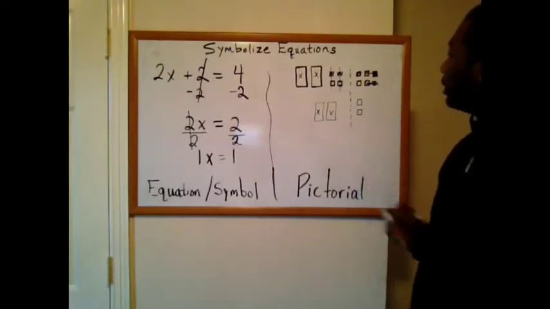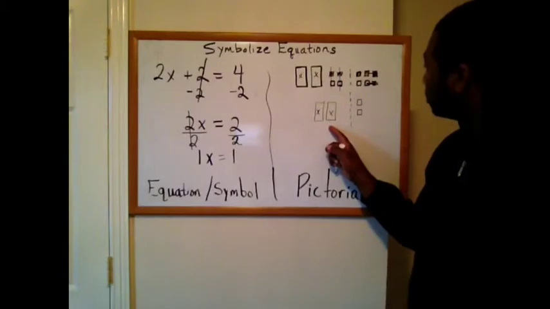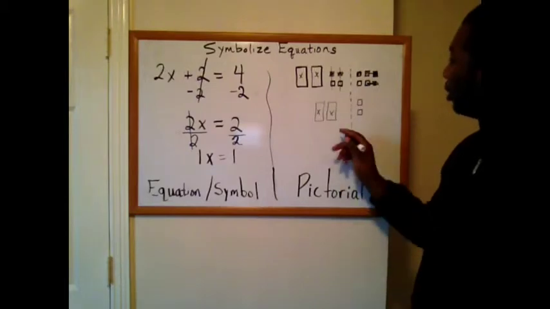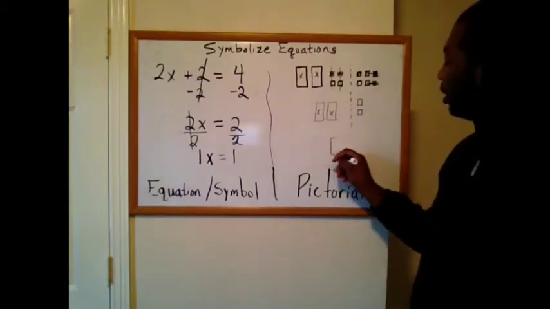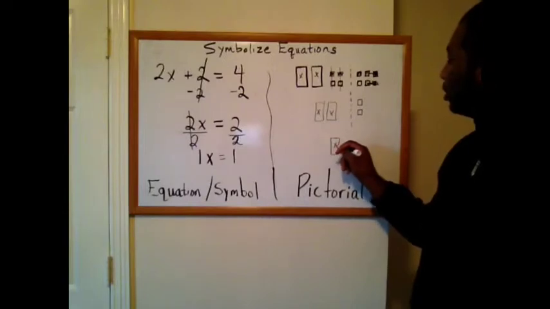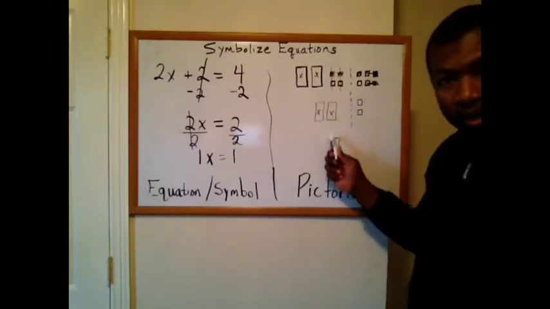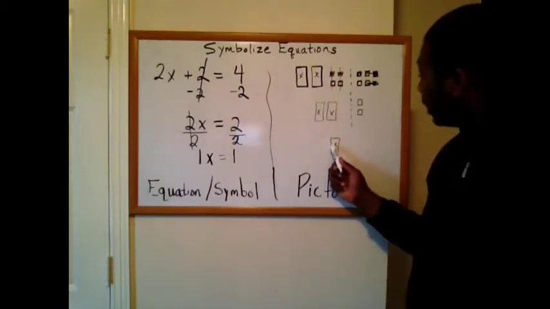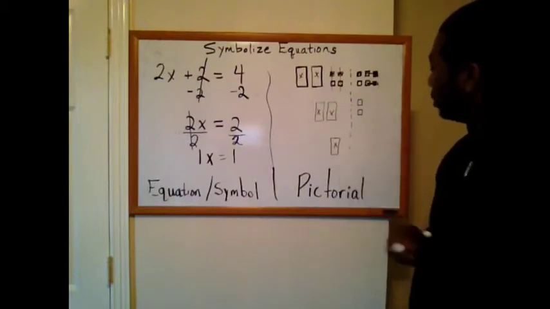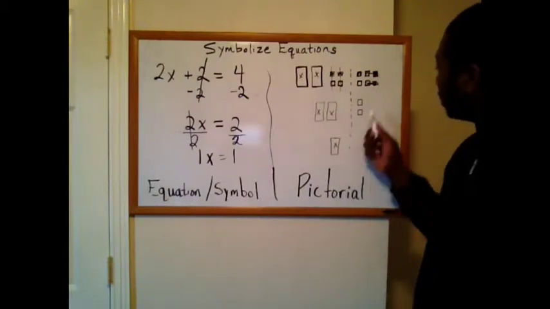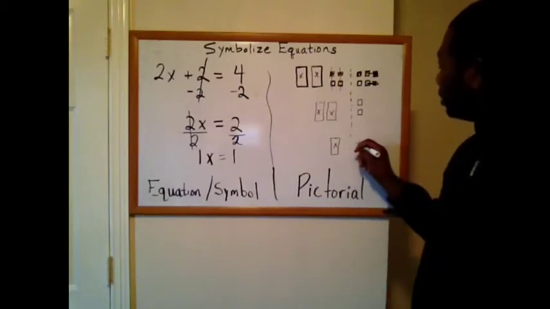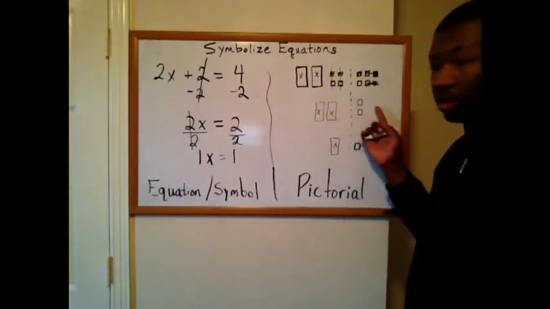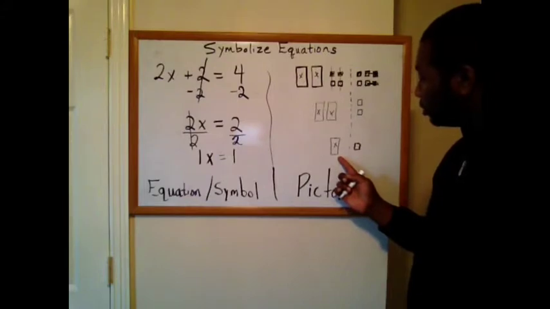What does that look like over here? I have 2 rectangles that are equivalent or equal to 2 squares. I want to know, what about just 1 rectangle? So I notice to go from 2 to 1, I've taken half, or I've divided by 2 on the left side. So then I must do the same thing to the other side. 2 squares, I'm going to divide them by 2. So it's the same ratio. 2 rectangles is to 2 squares, as 1 rectangle is to 1 square.